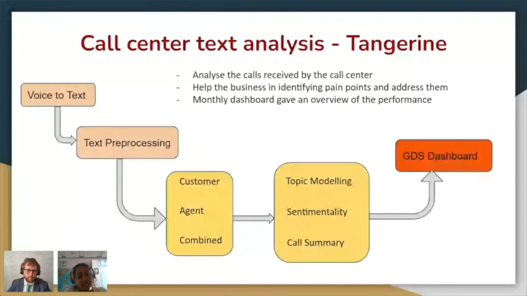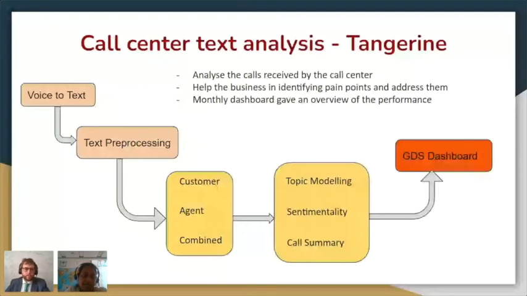And the end product of this use case was a monthly dashboard, which was developed using Google Data Studio, that the business was able to use to get a bigger picture of the calls coming into their call center, and how they can make better use of the data that they have.